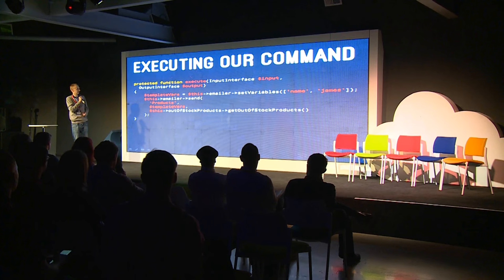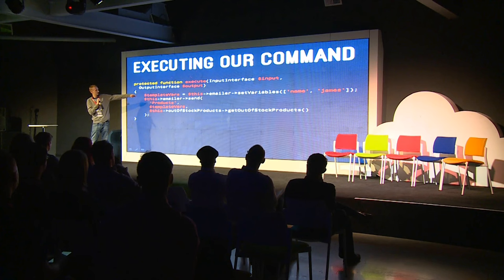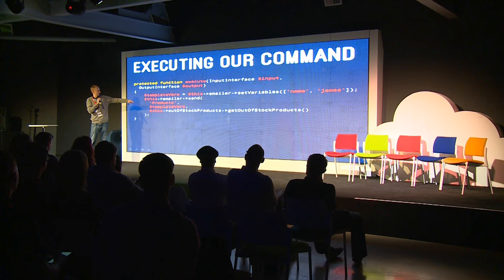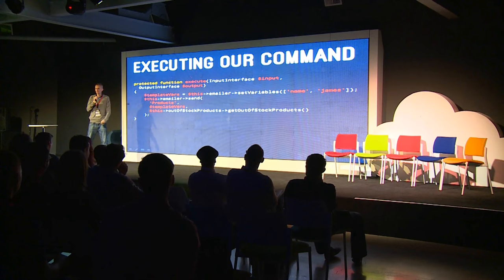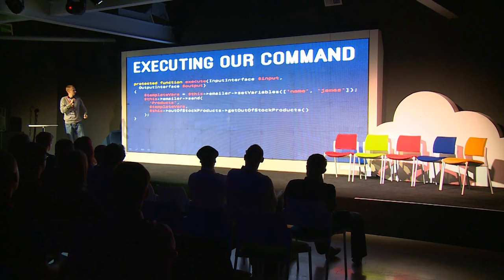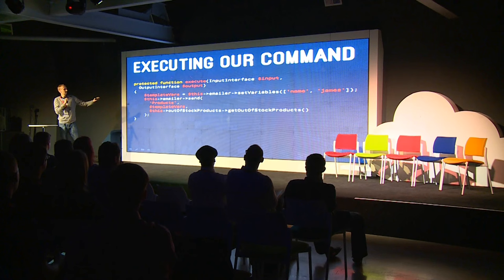So if we go back into our execute command, we can see that I can pull out the emailer, which is the interface that I injected in, call set variables, and then I can call emailer send, pass in the template, pass in the variables, and pass in the instance of out of stock products. I can just throw that in. So a method that was about 60, 70 lines of code to do all the setting, sending, parsing, is now down to 2 lines, 4 if we count new line breaks. So it's instantly a lot easier for people to read and understand what this is doing.